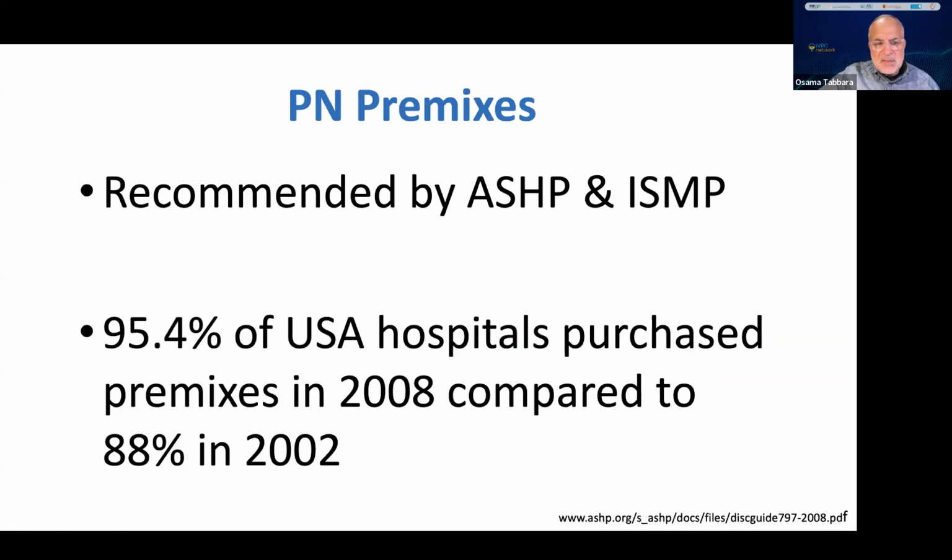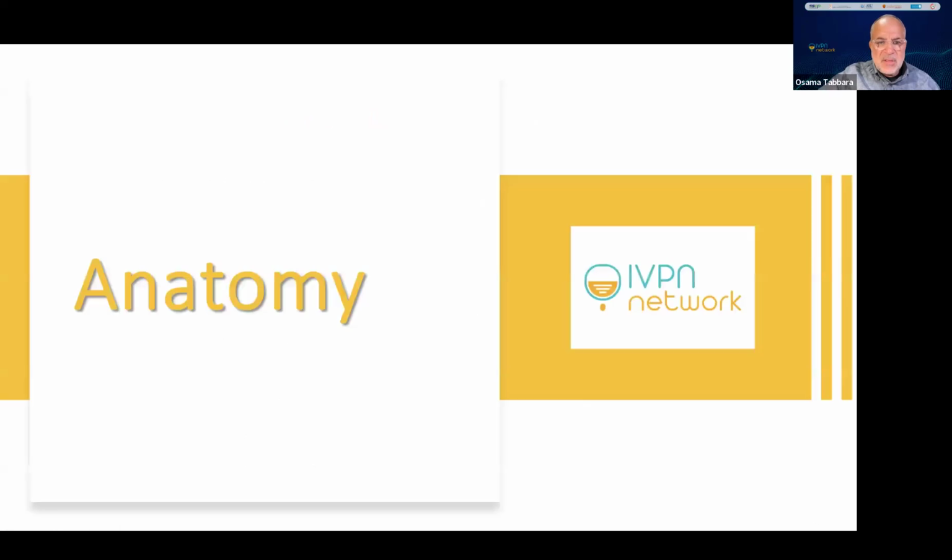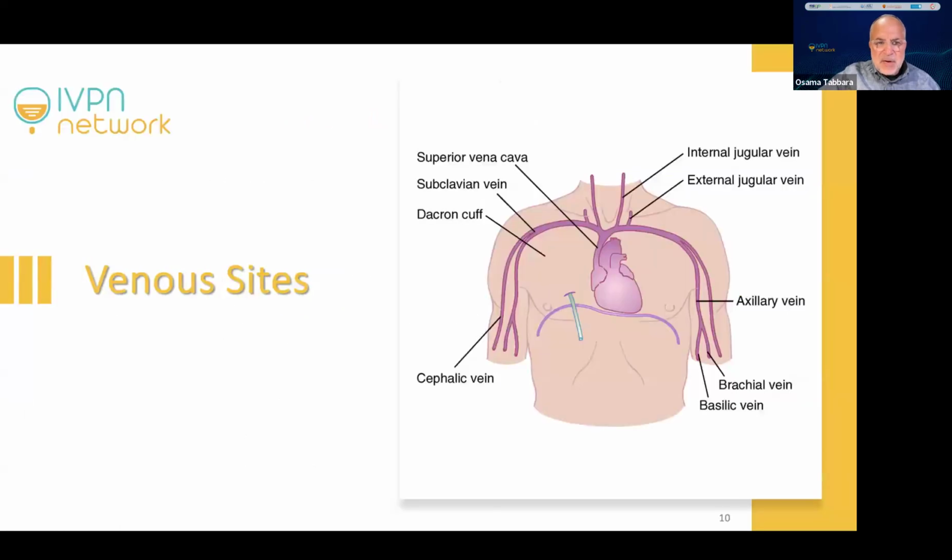And keep in mind that 95% of USA hospitals purchased premixes in 2008, compared to 88% in 2002. Unfortunately, in our region, we are still debating whether we shall use it or not. And the rule is that we always have to make decisions based on what others have already done, so we don't have to reinvent the wheel. For the anatomy of the venous system, any IV solution below the cephalic vein is considered peripheral.